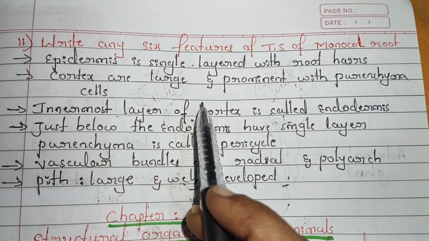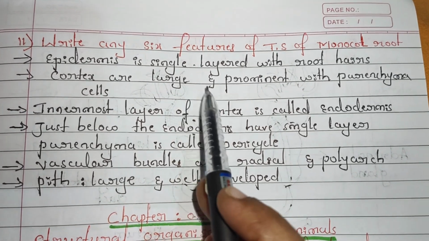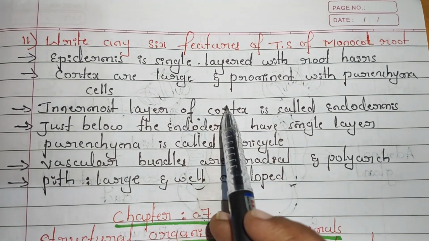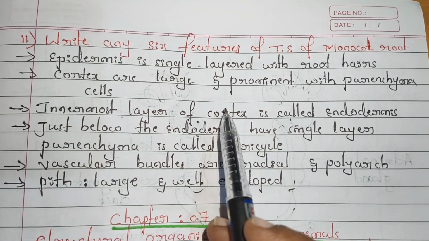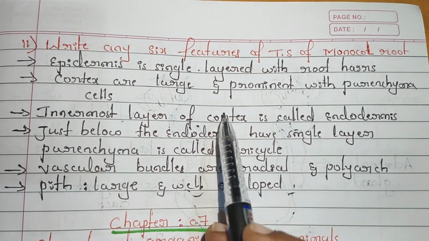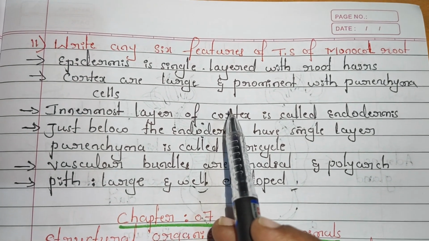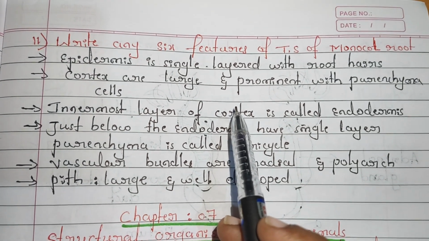Here is one more thing, students. They may ask for the 6 features, otherwise they will ask for the diagram. So you have to be ready for the diagram also. They may ask: draw a neat labelled diagram of dicot stem, like that. So you have to practice all 6 diagrams.